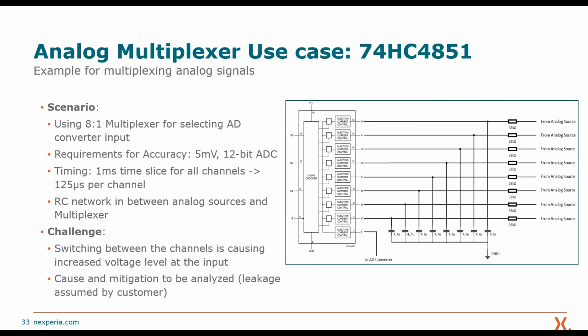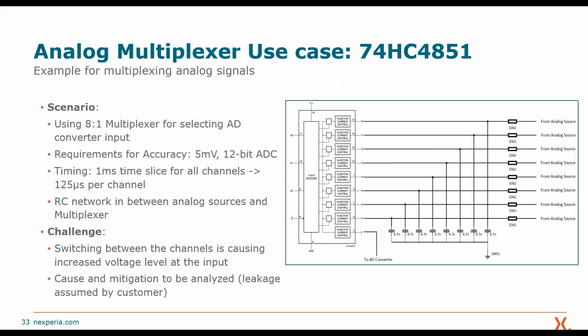Here we can see the 4851 analog multiplexer in a customer application for an analog sensor network. That's an authentic case that we had with a customer. The switching between the channels is a little bit critical, because if you switch relatively quickly, you can have a slightly increased transient and charge injection from one channel to another. This is hard to completely attenuate. There's always a remaining charge injection. And then the question is, how much is it, and how can it be mitigated?